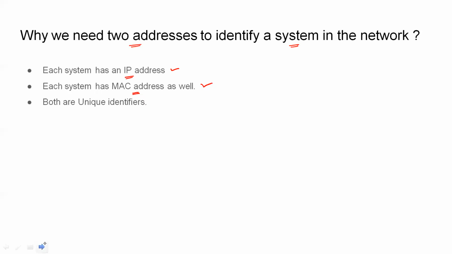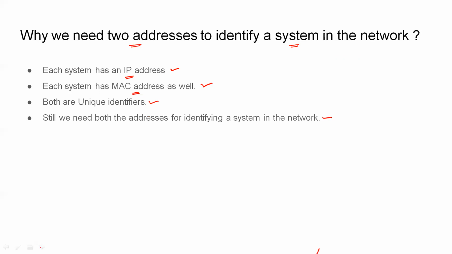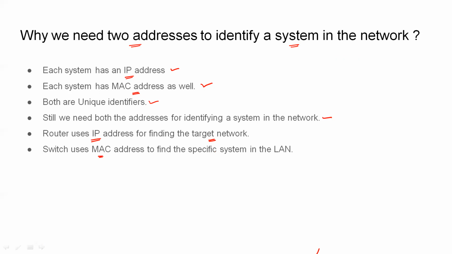Now, both are unique identifiers, yes, and still we need both addresses for identifying a system in the network. Let me say how: the router uses IP addresses for finding the target network, and the switch uses the MAC address to find a specific system in the LAN. So this is the target system. Okay, now say this one.